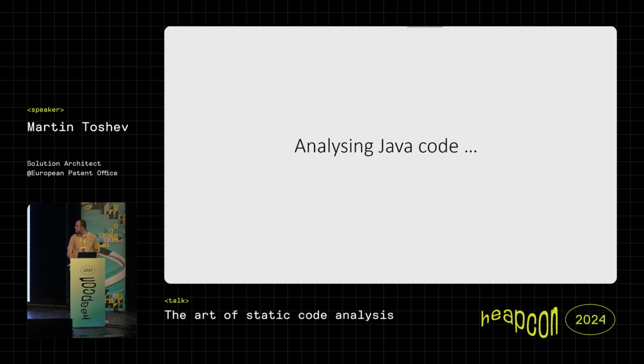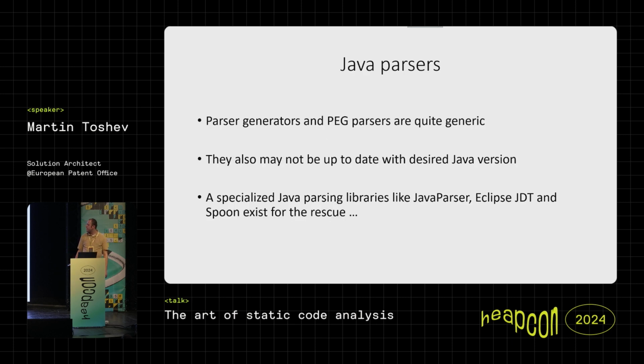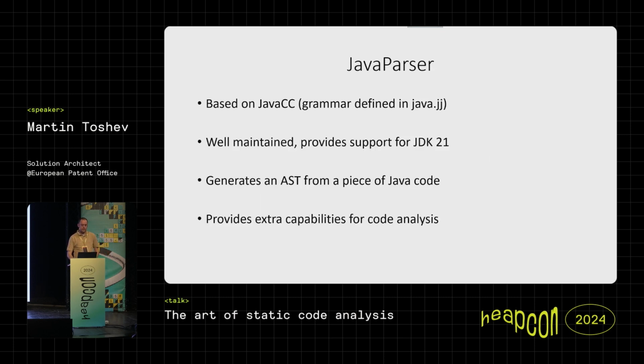However, if you want to really analyze Java source code more easily, parser generators and PEG parsers, as I mentioned, are quite generic. And they also may not be very up to date with the latest language version that you would like to analyze. So for that reason, more specialized parsing libraries exist specifically for Java code, like JavaParser and Eclipse JDT, and others which are not so well supported, like Spoon. So let's look specifically at JavaParser and Eclipse JDT.